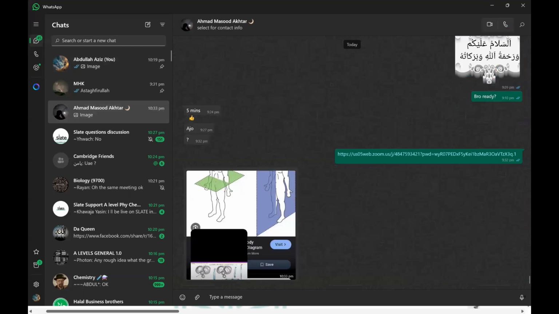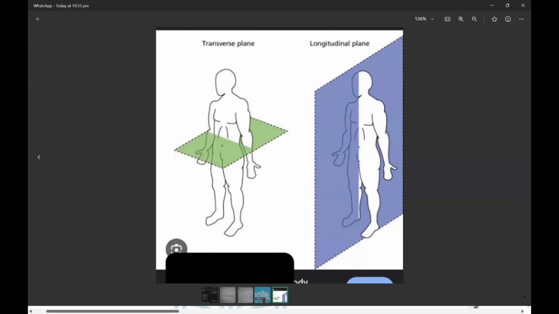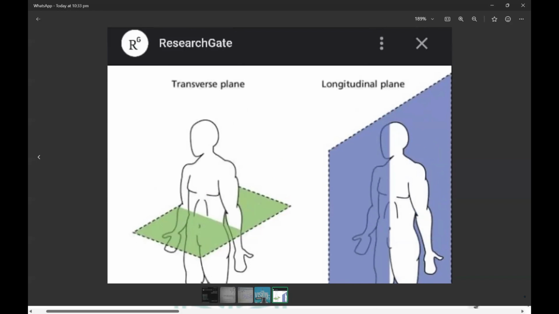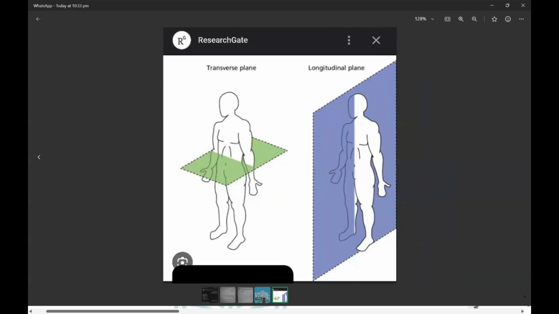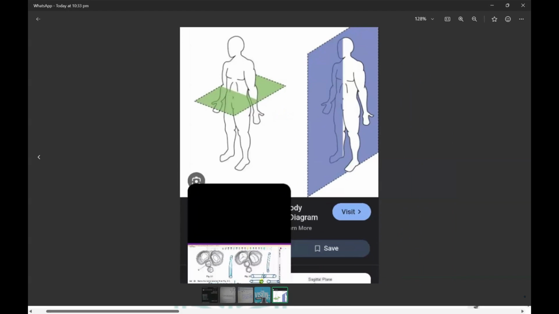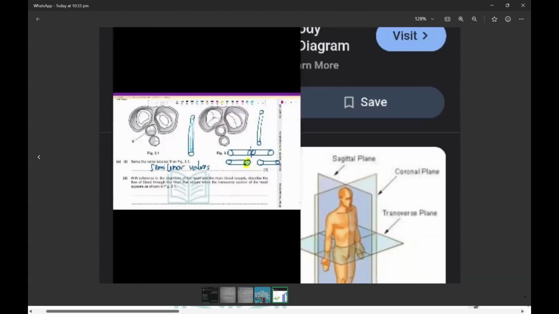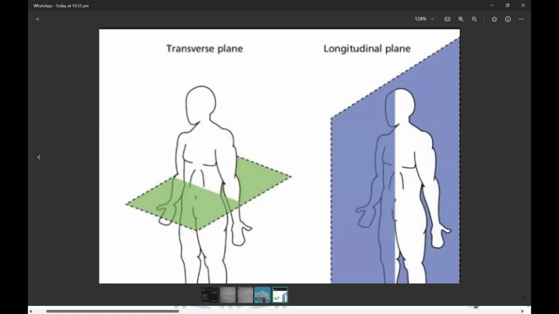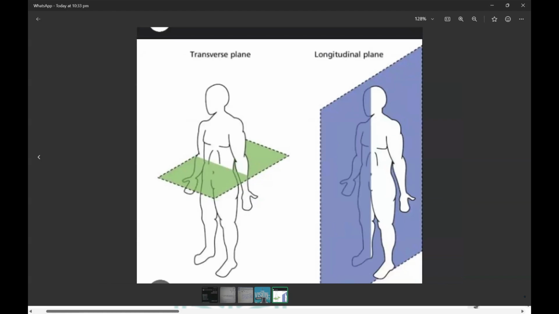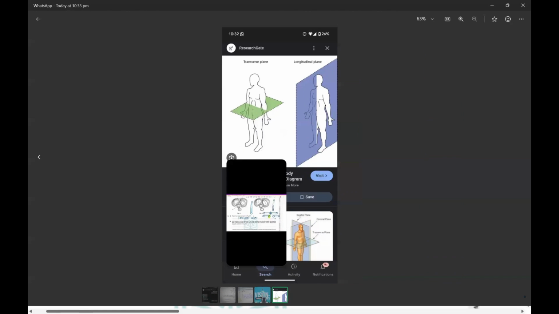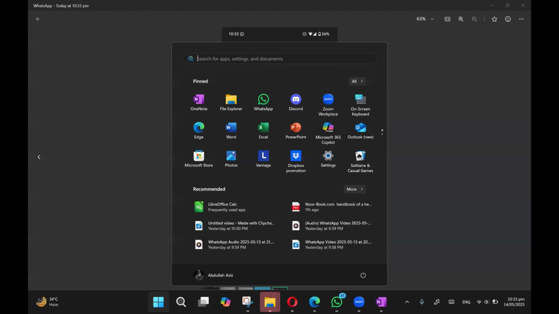So basically, this is the transverse section, and this is the longitudinal way to see. So basically, they use the stem of a plant. So hopefully, you understand what the difference between transverse and longitudinal is, right?